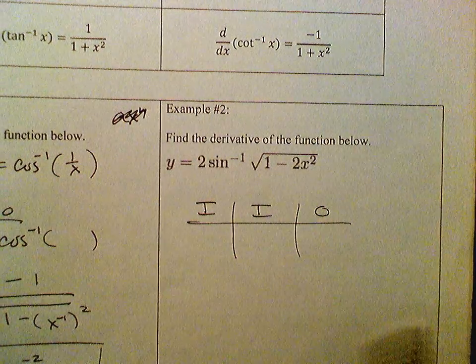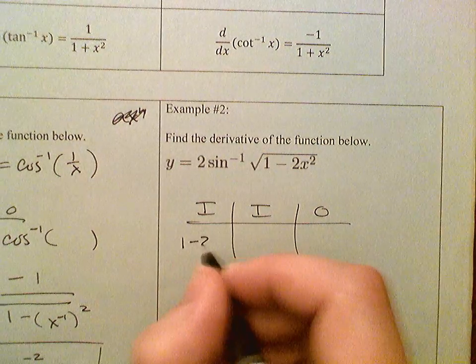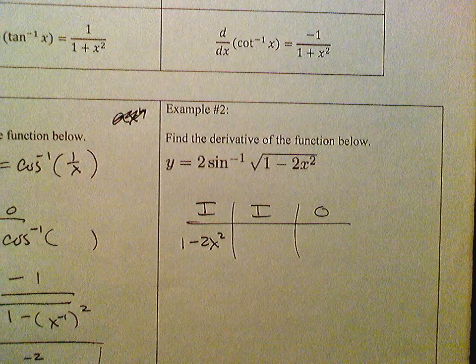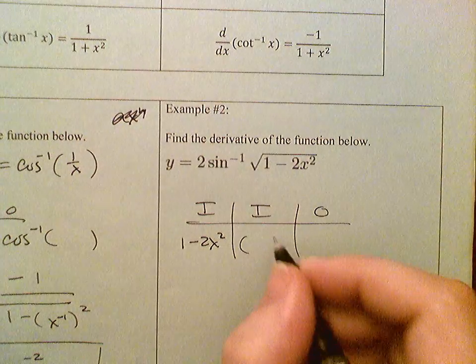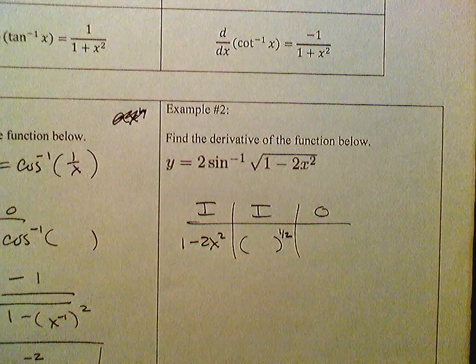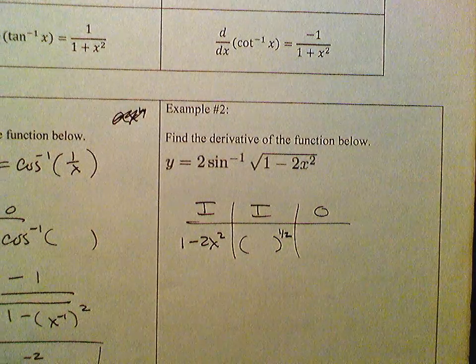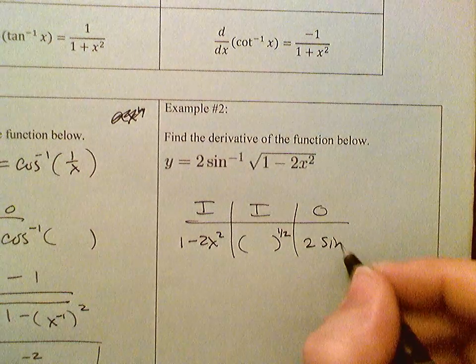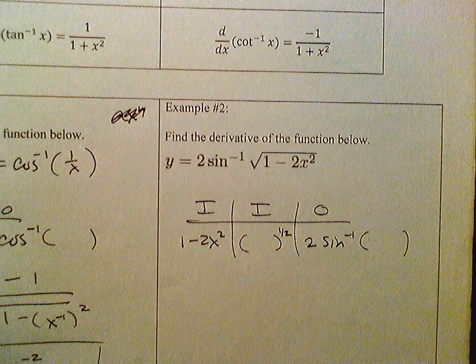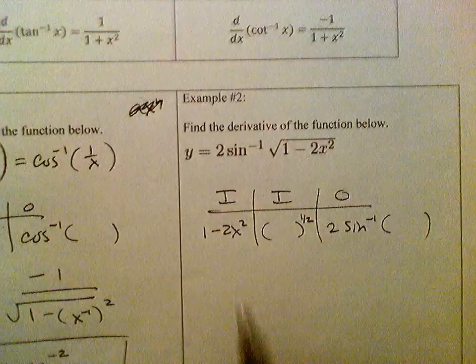Alrighty, so the innermost function is 1 minus 2x squared. What is that inside of? It's inside of blank to the 1/2, the square root part. And that is inside of 2 inverse sine of blank. All right, now we can take the derivative.